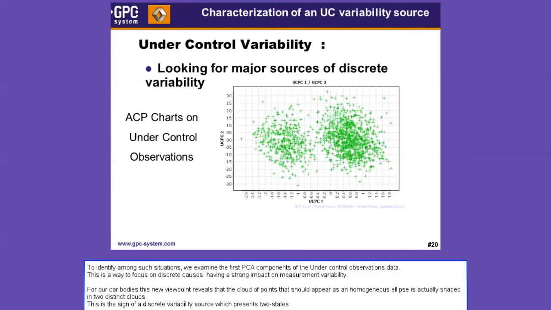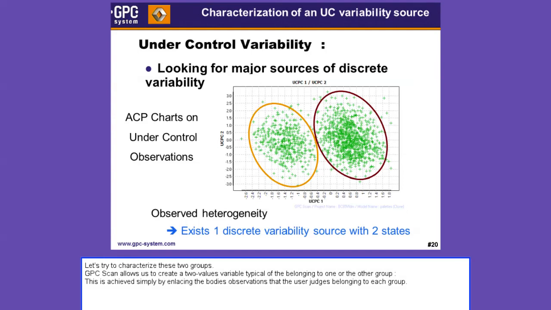To identify among such situations, we examine the first PCA components of the under-control observations data. This is a way to focus on discrete causes having a strong impact on measurement variability. For our car bodies, this new viewpoint reveals that the cloud of points that should appear as a homogeneous ellipse is actually shaped in 2 distinct clouds. This is the sign of a discrete variability source, which presents two states.